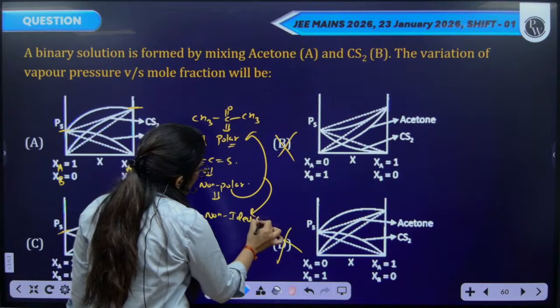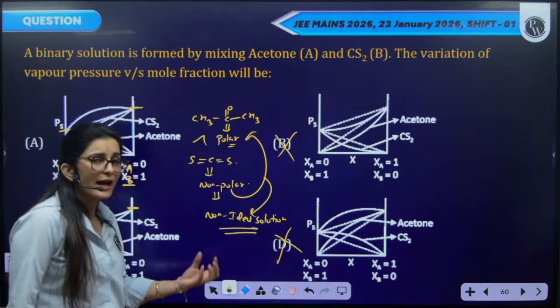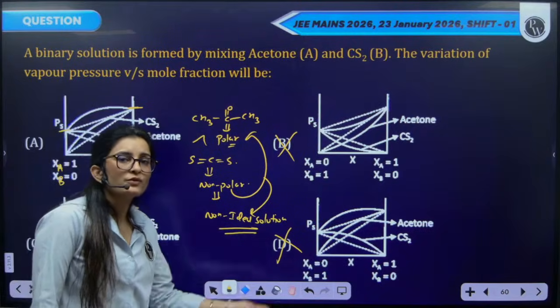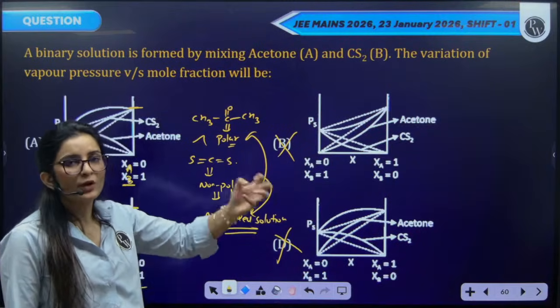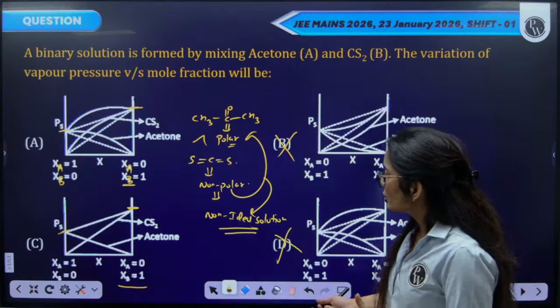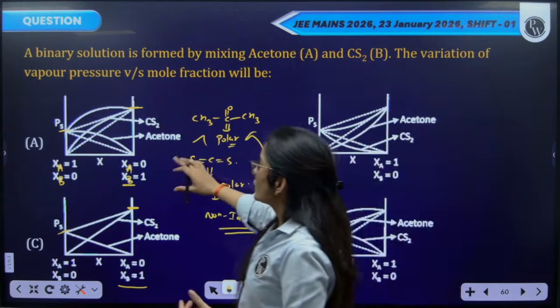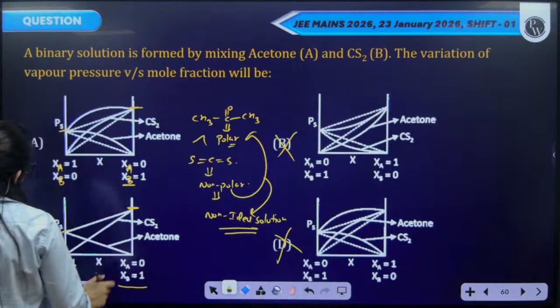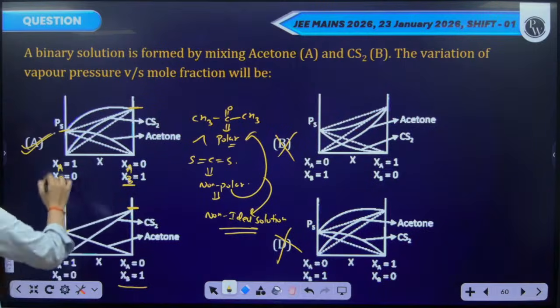In this non-ideal solution, because in the solution form they have a weaker force of interaction, most of the molecules will be able to convert into the vapor state. If more molecules are in the vapor state, obviously the deviation will be positive deviation. So this solution of CS2 and acetone will show positive deviation from Raoult's law. Now the others can't be options, so A will be the correct option.